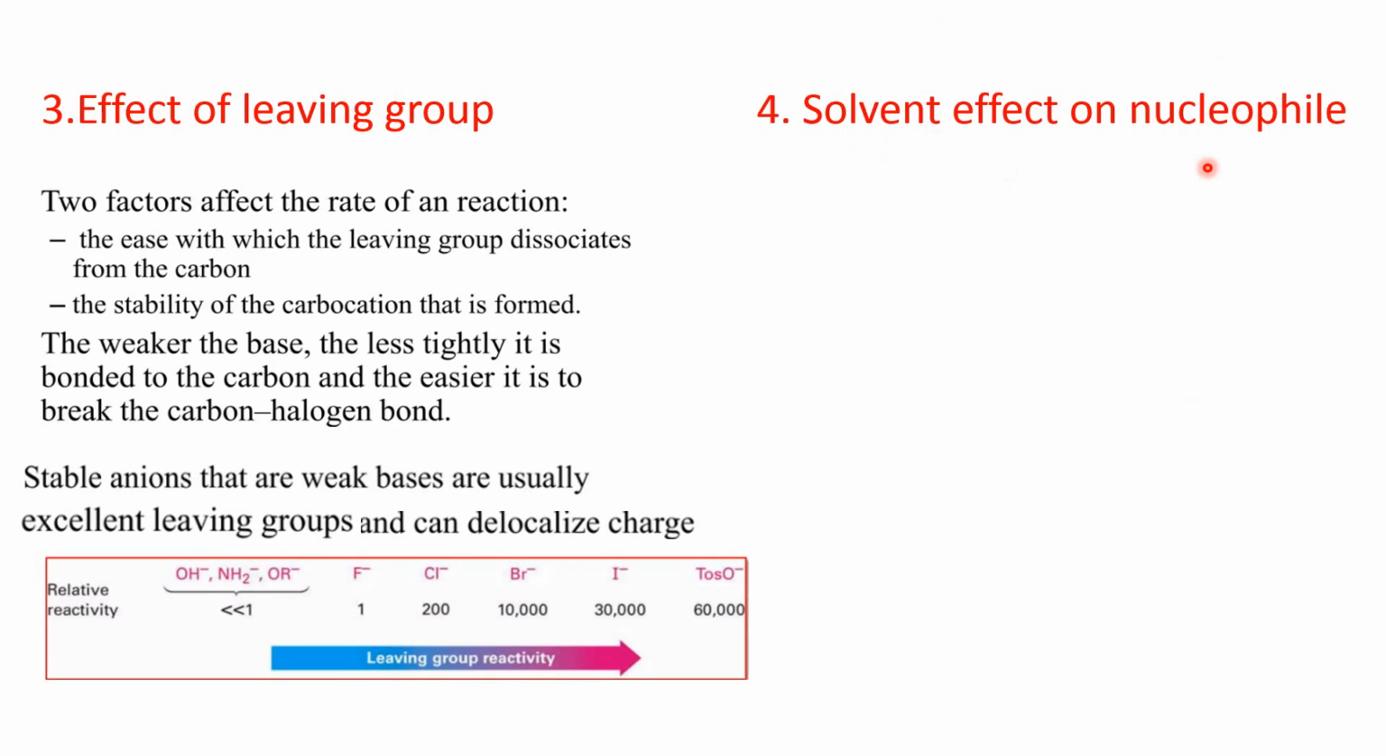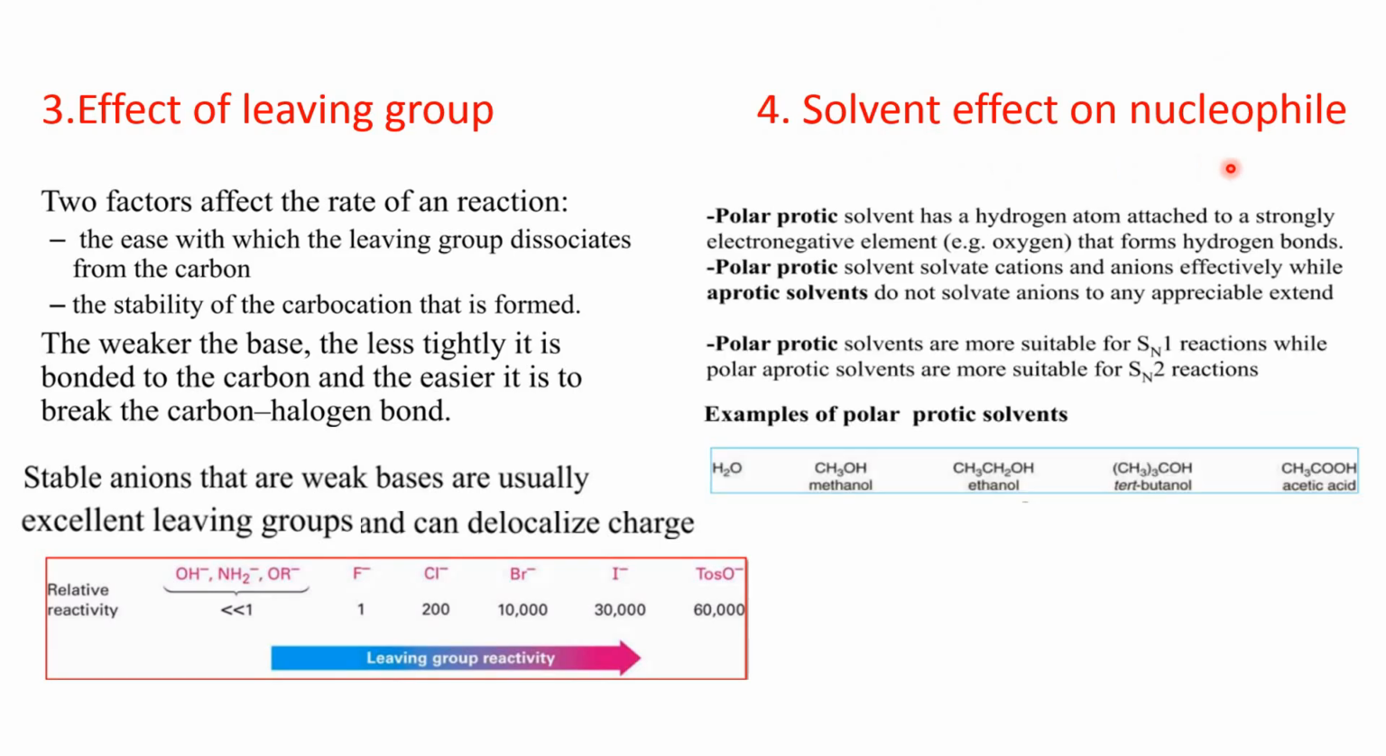Now the fourth point, solvent effect on the nucleophile. Here, polar protic solvent. What is a protic solvent? Where hydrogen is attached to an electronegative atom like oxygen. Polar protic solvents favor the SN1 reaction because a polar protic solvent can stabilize the cation and anion by solvation. So the SN1 reaction is favored by polar protic solvents. Some examples are water, methanol, ethanol, tertiary butanol, acetic acid, etc.